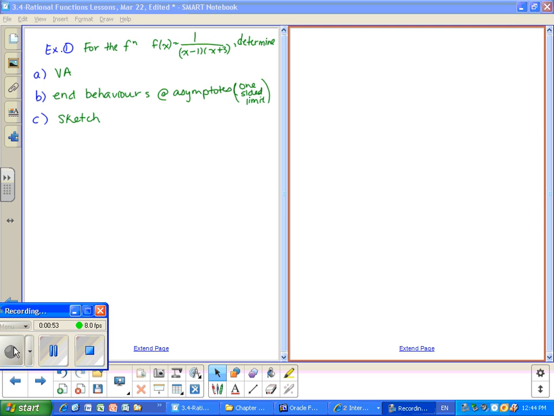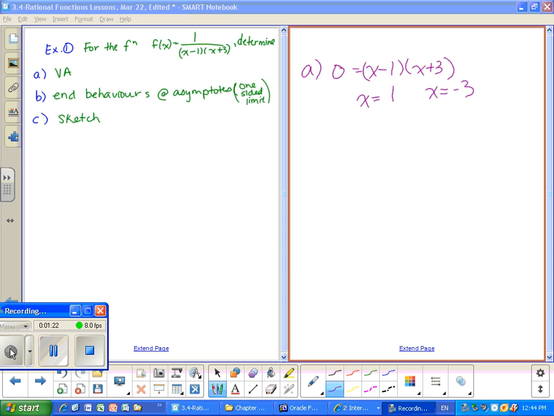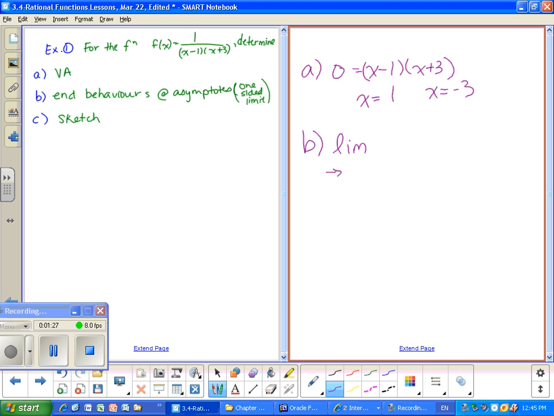If we have to find the vertical asymptotes, what do we do? Nope, you don't sub in 0 for x. So if we set the denominator equal to 0, we have 0 equals x minus 1, x plus 3. That means you take each bracket and you set it equal to 0. So what will your vertical asymptotes be? Perfect.